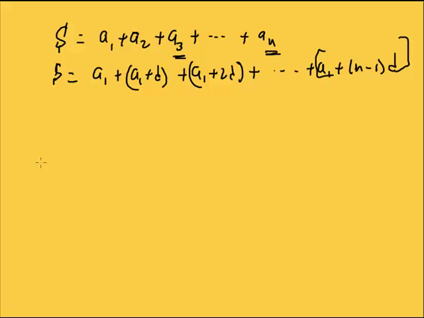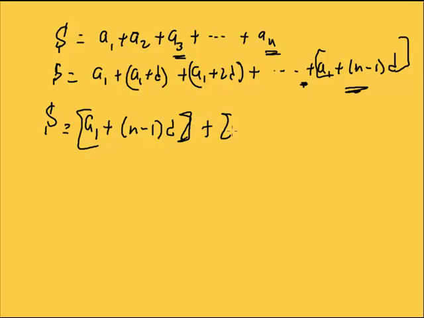When I do that, the first term now is a sub 1 plus n minus 1 differences, and then the one before that will be a sub 1 plus n minus 2 differences, and then plus dot dot dot, and the last one is going to be a sub 1.